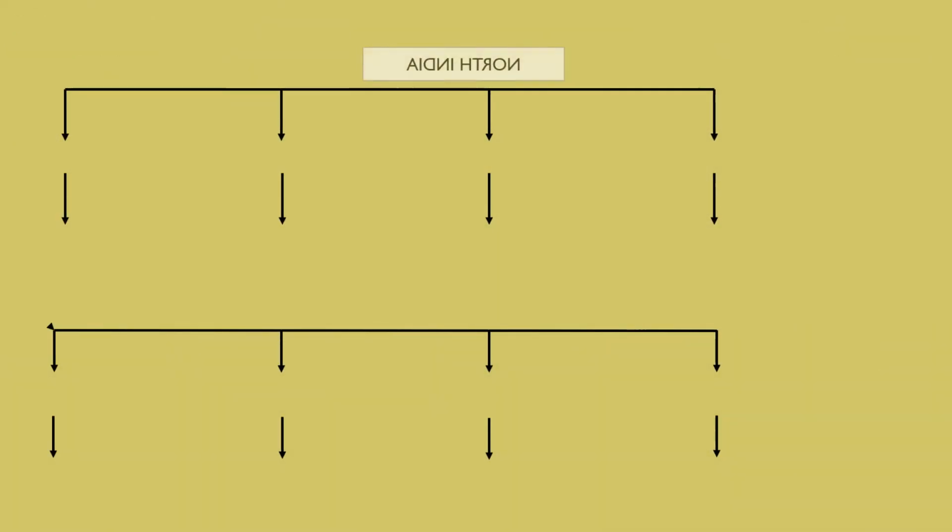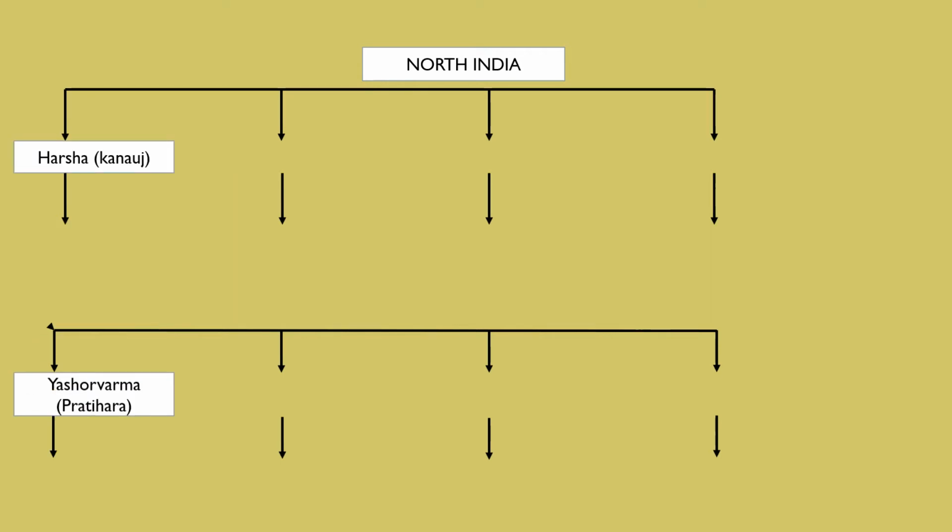Children, moving on towards North India. This I have made to make it clear, children. The noteworthy dynasties after the death of King Harshvardhan. Harshvardhan used to rule Kannauj, and after Harsha, the Pratihara dynasty came into rule. And the noteworthy, or famous, king of that time was Yashovarma.